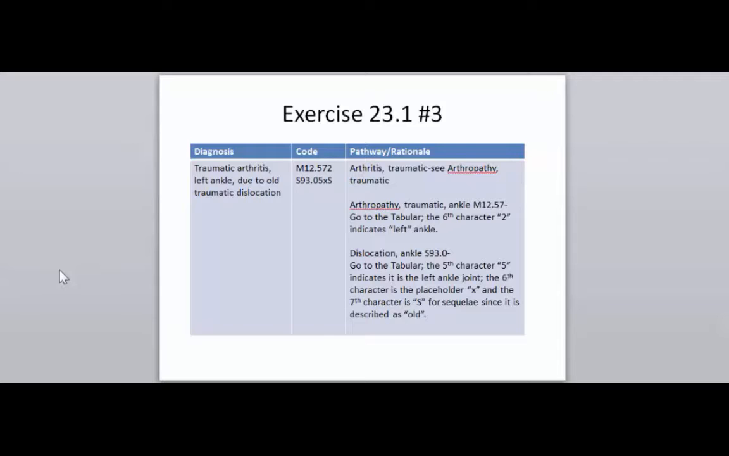You're going to code the arthritis and you're going to code the dislocation of the ankle with the 7th character S for sequela right here, because it's an old injury. Sequela is the appropriate 7th character.